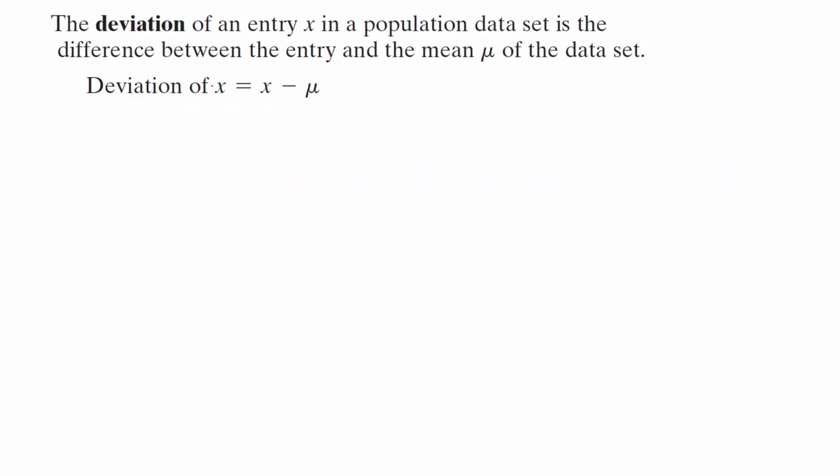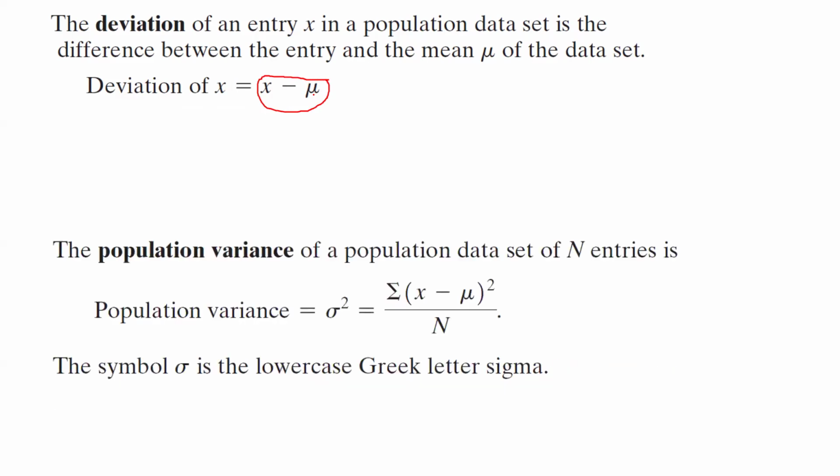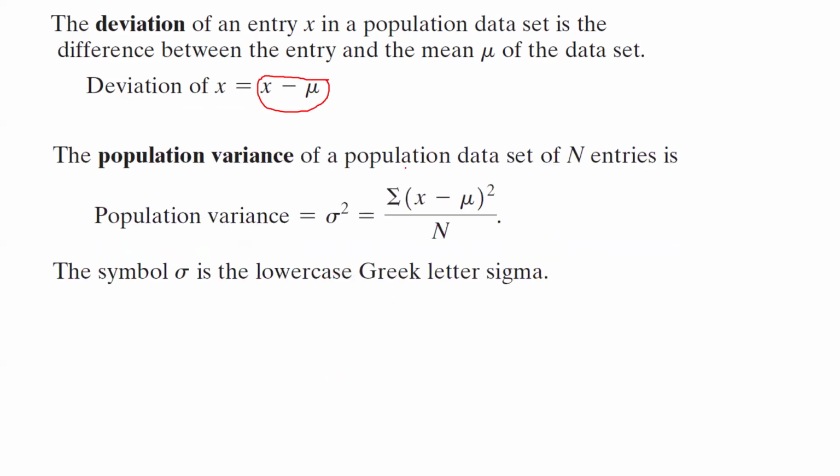The deviation is X minus the center of the data. If you have the population data, it's denoted by mu. If it's a sample, it is X bar. Now, the population variance is equal to sigma squared, which is equal to the summation of (X minus mu) to the second power divided by n. N is the total number of data in your collection, and the symbol is the Greek letter sigma.